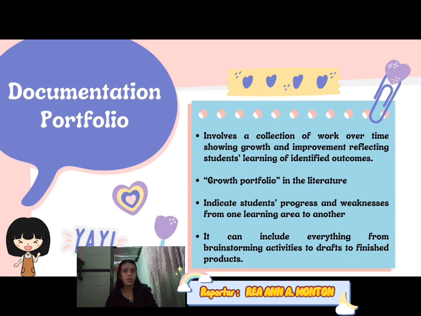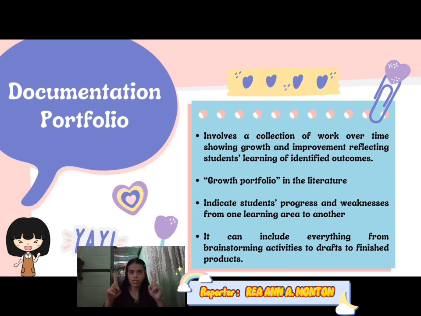This type of portfolio is commonly called a growth portfolio. It is called a growth portfolio because it includes all the works of the students over time that show their growth and improvement. The collection becomes meaningful when specific items are selected to focus on particular educational experiences or goals. Also, why is it a growth portfolio? Because it indicates students' progress and weaknesses from one learning to another, or it includes the best output or the weakest work of the student.